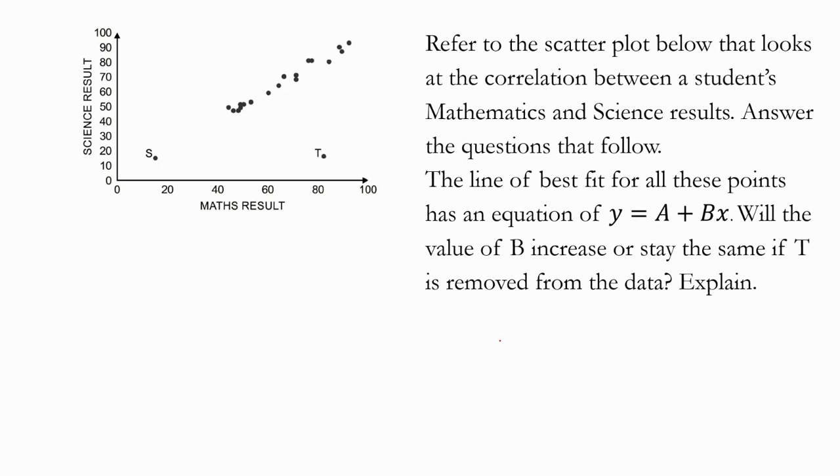Heck, let's do question 72. Refer to the scatter plot alongside that looks at the correlation between the students' mathematics and science results. Answer the questions that follow. Write the line of best fit for all these points.